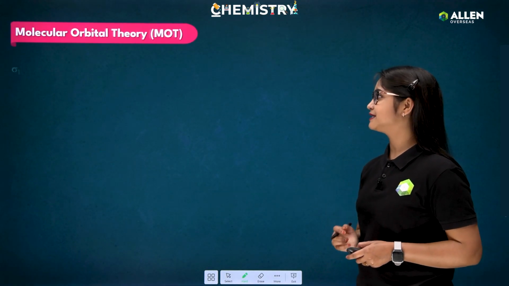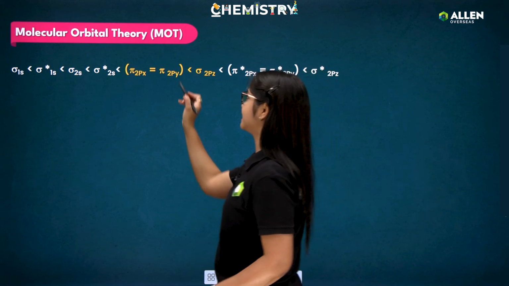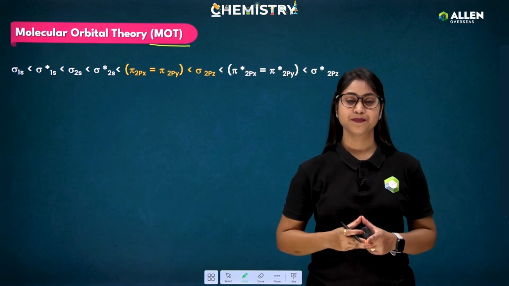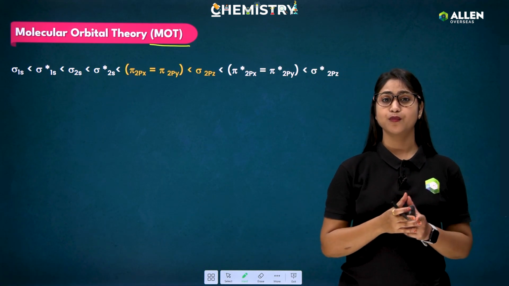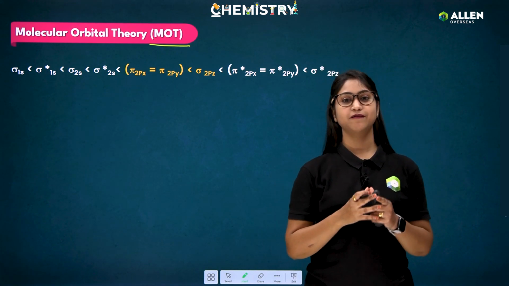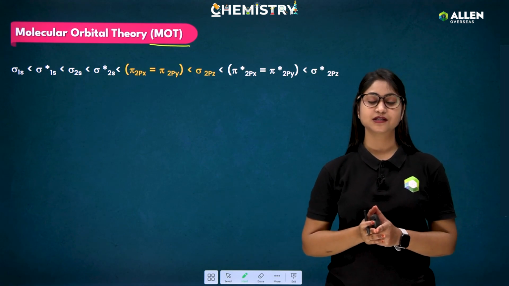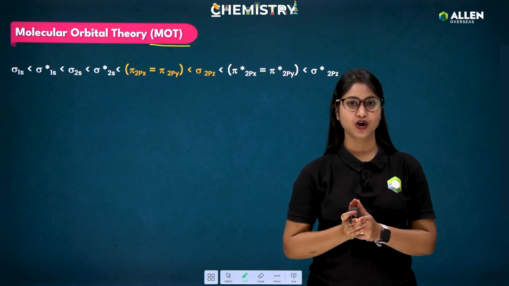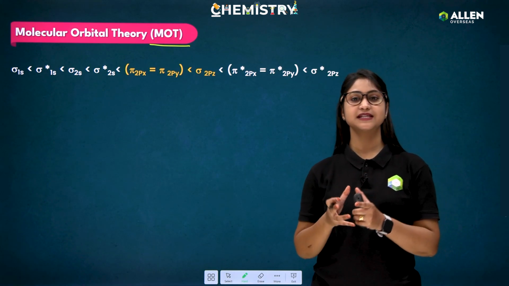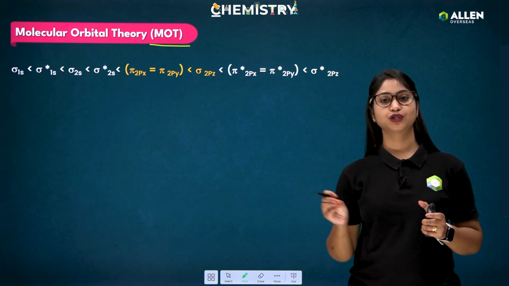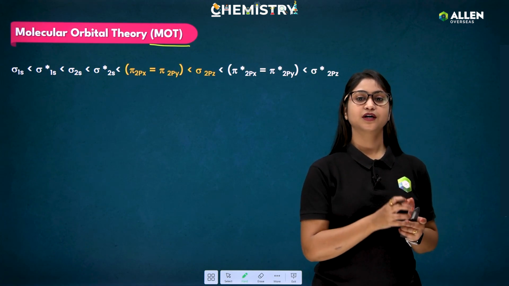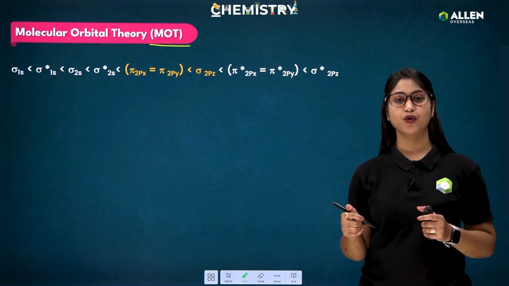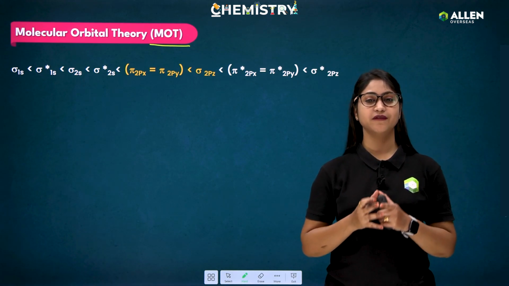Now let's see the next topic. The next topic is molecular orbital theory, MOT. This molecular orbital theory says that when atomic orbitals combine, they form molecular orbitals of two types, bonding molecular orbitals and anti-bonding molecular orbitals. So basically from this MOT, what kind of questions are asked in the exam? Questions related to bond order, bond energy, and the stability of a molecule.